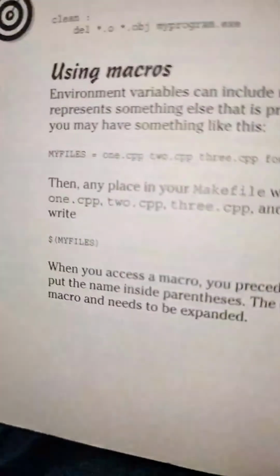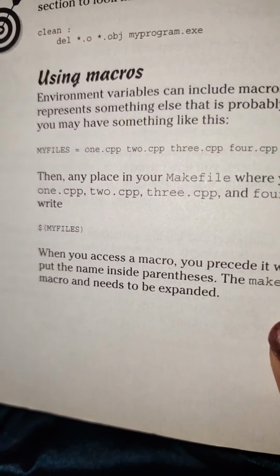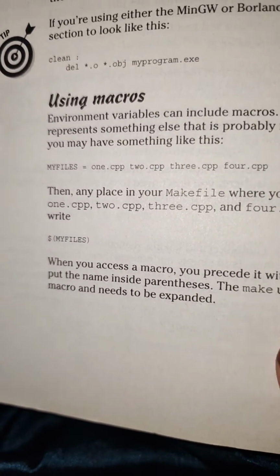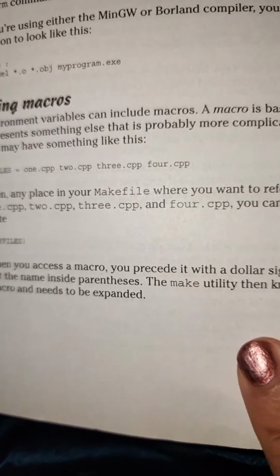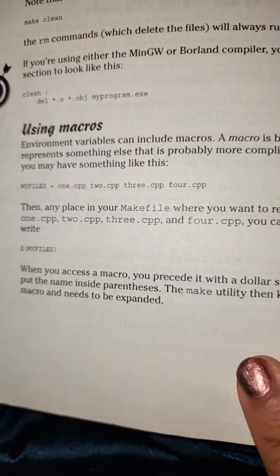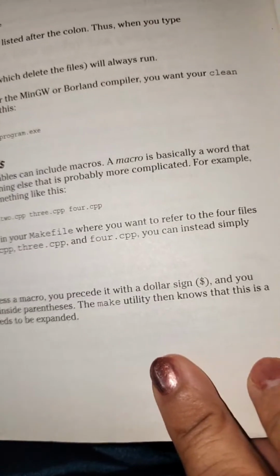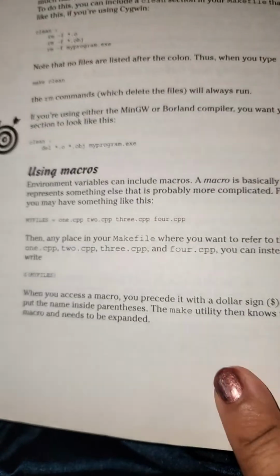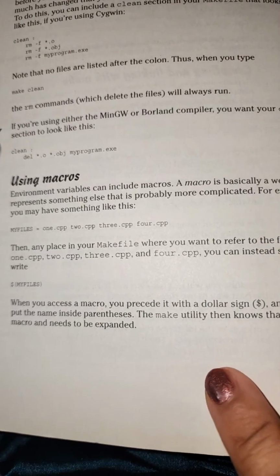$(MYFILES), with all capital letters inside opening and closing parentheses. When you access a macro, you precede it with the $, and you put the name inside parentheses. The make utility then knows that this is a macro and needs to be expanded.